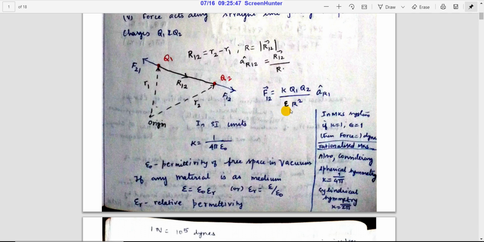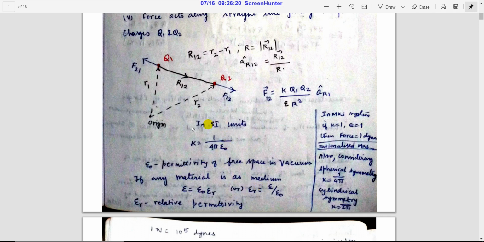This epsilon can be given as epsilon naught depending upon the medium. If you are using free space between two charges, then it is going to be epsilon naught, which is called the permittivity of free space in the vacuum. If you are using a material, then this epsilon can be said as epsilon naught into epsilon r. This epsilon r is the relative permittivity of that particular material.